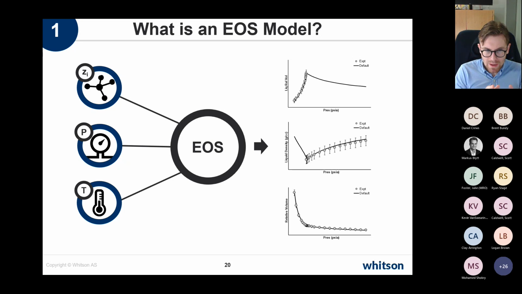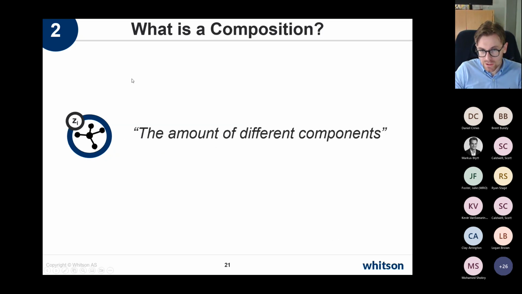As I mentioned, the second term that we wanted to emphasize in detail is this scary little word up here, at least for me, called compositions. Composition is just the amount of different components that make up a fluid. For instance, what makes up a dry gas is very different. That will be almost only methane, versus what makes up a more black oil, which will be much more filled with C7 plus and heavy components, which we'll talk much more about later.